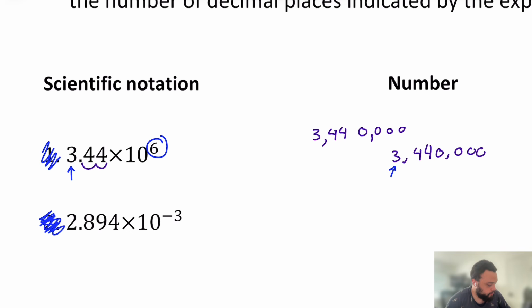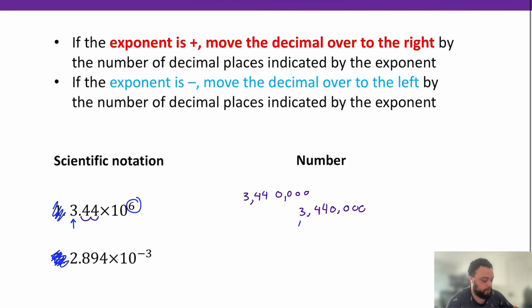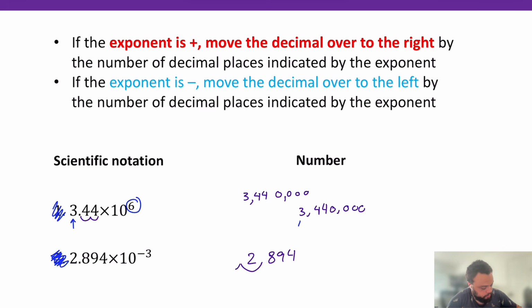Let's try it with this one. 2.894, we need to move that to the left 3 times because the exponent is negative. So we'll move the decimal over to the left. Let's do it in the same color. We have 2.894, and we will move that, move that, move that. I'm going to place zeros everywhere, and I'm going to put the decimal in now.